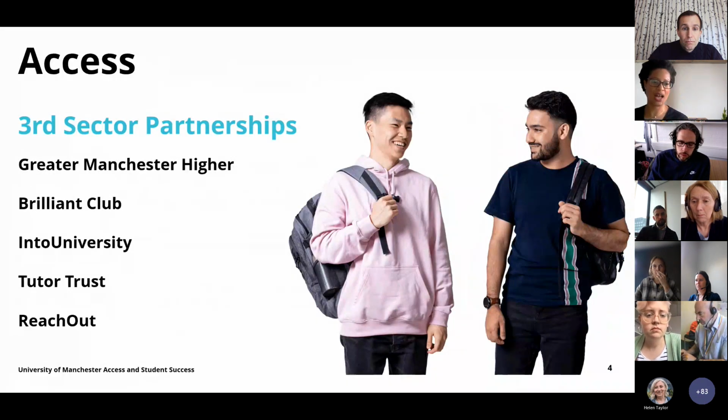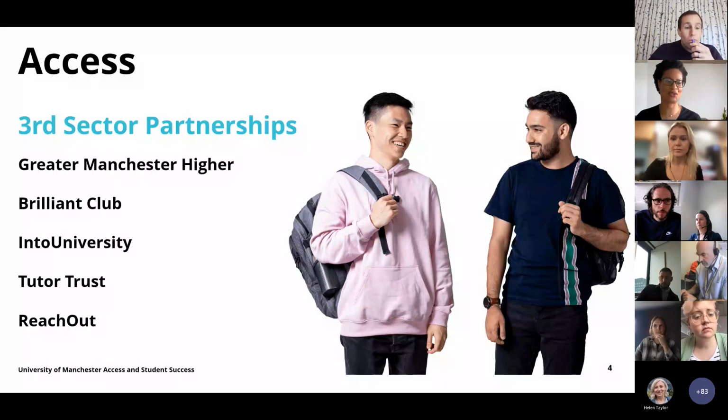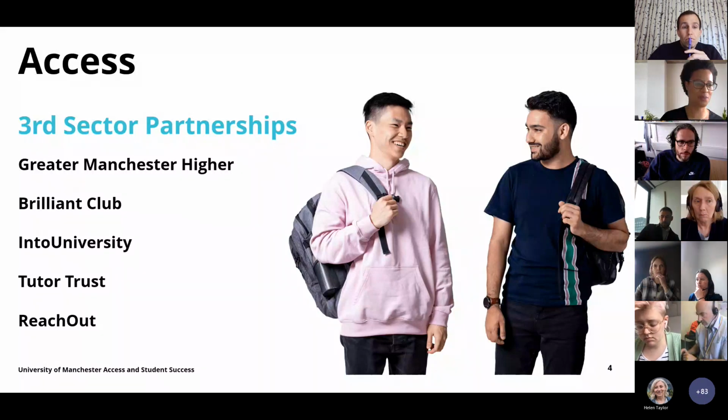Okay, so what do we mean by access? So Emma's not here, so I'm going to cover this bit for her. So access is getting students in. Whenever anybody asks me what I do, I say I'm head of access and success, and my job is getting students in and getting students on. So access is the first step.